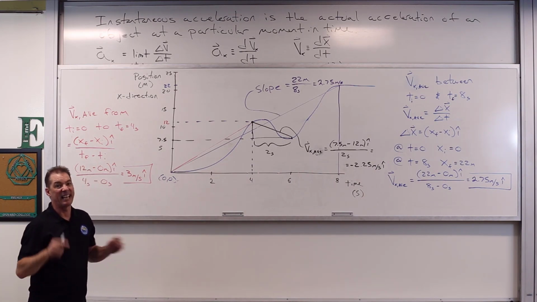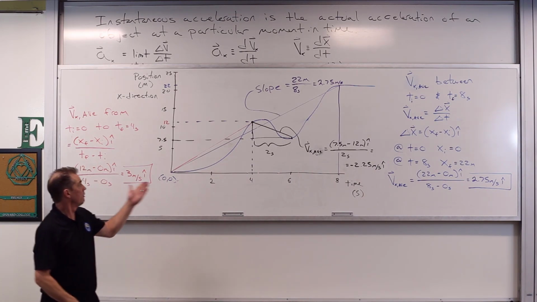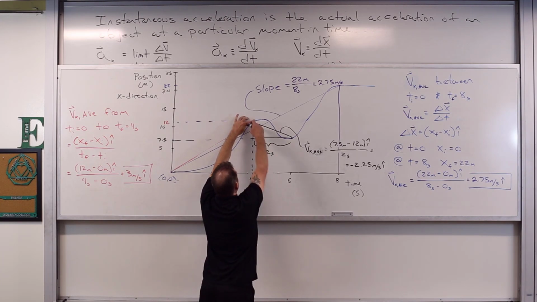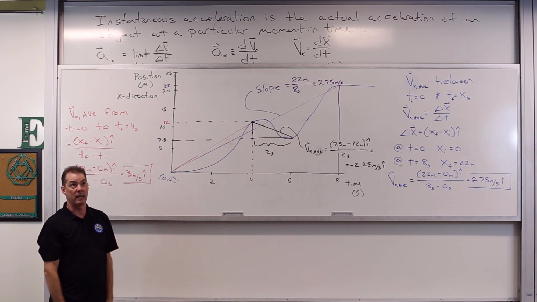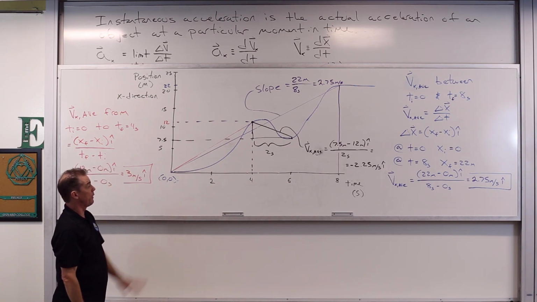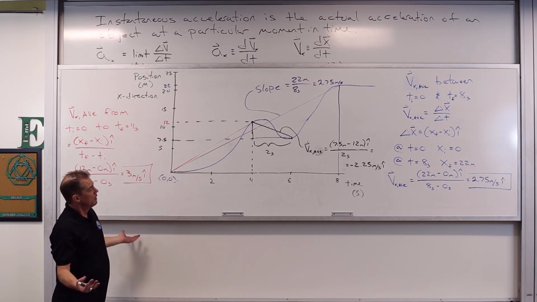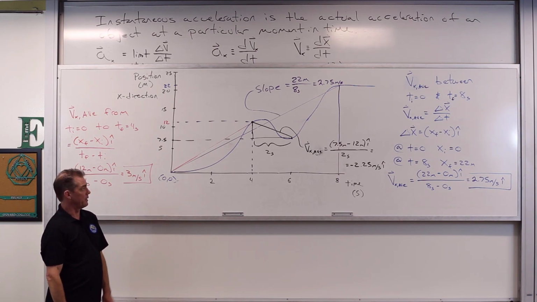Negative velocity, negative average velocity. Why? Because I'm going from this x position to this x position, moving in the negative x direction. Thus there's a negative average velocity correlated with that particular time interval. So there's all sorts of different things with this.